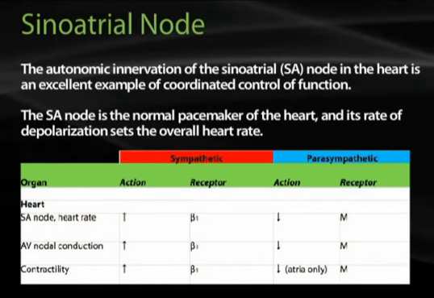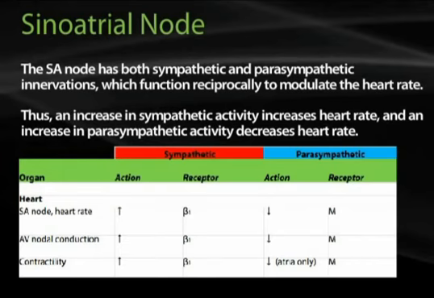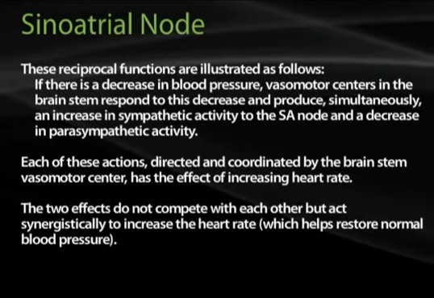Sinoatrial node. The autonomic innervation of the sinoatrial or SA node in the heart is an excellent example of coordinated control of function. The SA node is the normal pacemaker of the heart, and its rate of depolarization sets the overall heart rate. The SA node has both sympathetic and parasympathetic innervations, which function reciprocally to modulate the heart rate. Thus, an increase in sympathetic activity increases heart rate, and an increase in parasympathetic activity decreases heart rate. These reciprocal functions are illustrated as follows.